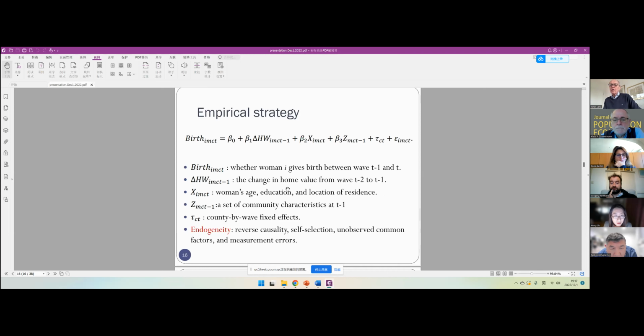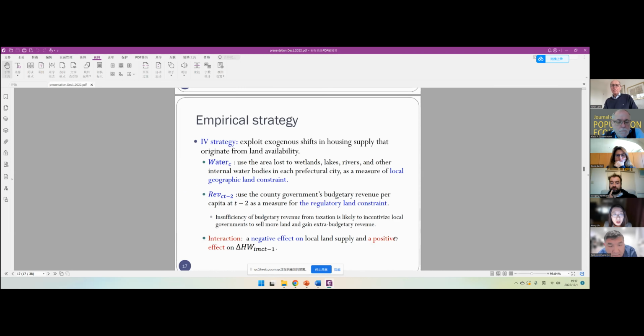Although we control so many covariates, the change in home value may be endogenous due to reverse causality, self-selection, unobserved common factors, and measurement errors. So we employed an IV strategy by exploiting exogenous shifts in housing supply that originate from land availability.